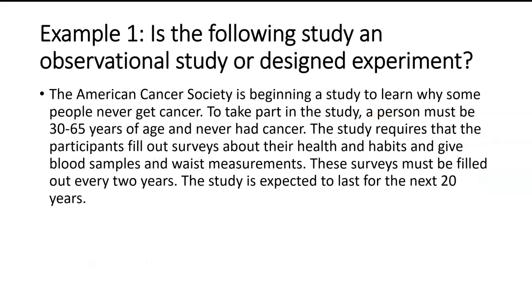So let's look at some examples and let's see whether these are observational studies or designed experiments. Example 1, the American Cancer Society is beginning a study to learn why some people never get cancer. To take part in the study, a person must be 30 to 65 years of age and never had cancer. The study requires that the participants fill out surveys about their health and habits and give blood samples and waist measurements. These surveys must be filled out every 2 years. The study is expected to last for the next 20 years. Do you think this is an observational study or a designed experiment?